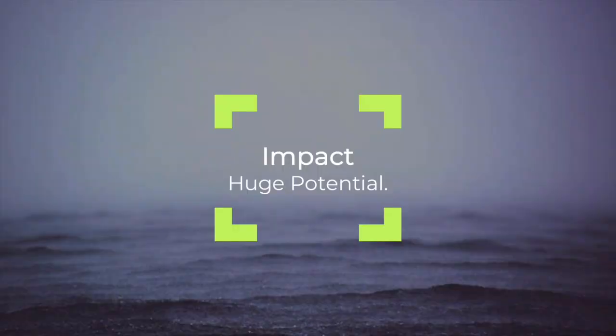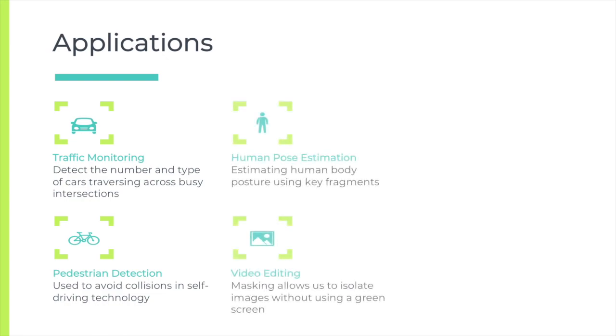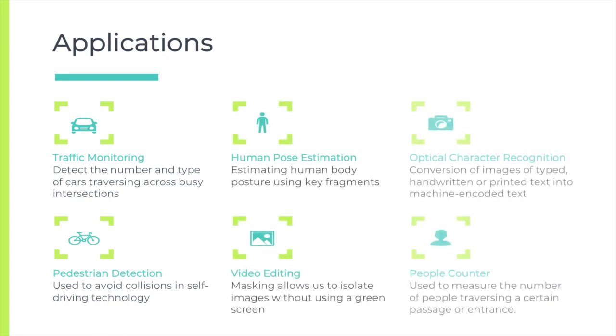Mask RCNN has a huge potential for impact, as it is both a powerful and a flexible system, with obvious uses ranging from traffic monitoring in cities to collision avoidance in cars and robots, as well as more hidden uses such as human pose estimation and video editing without green screens. This paper opens the door for a virtually limitless number of applications.